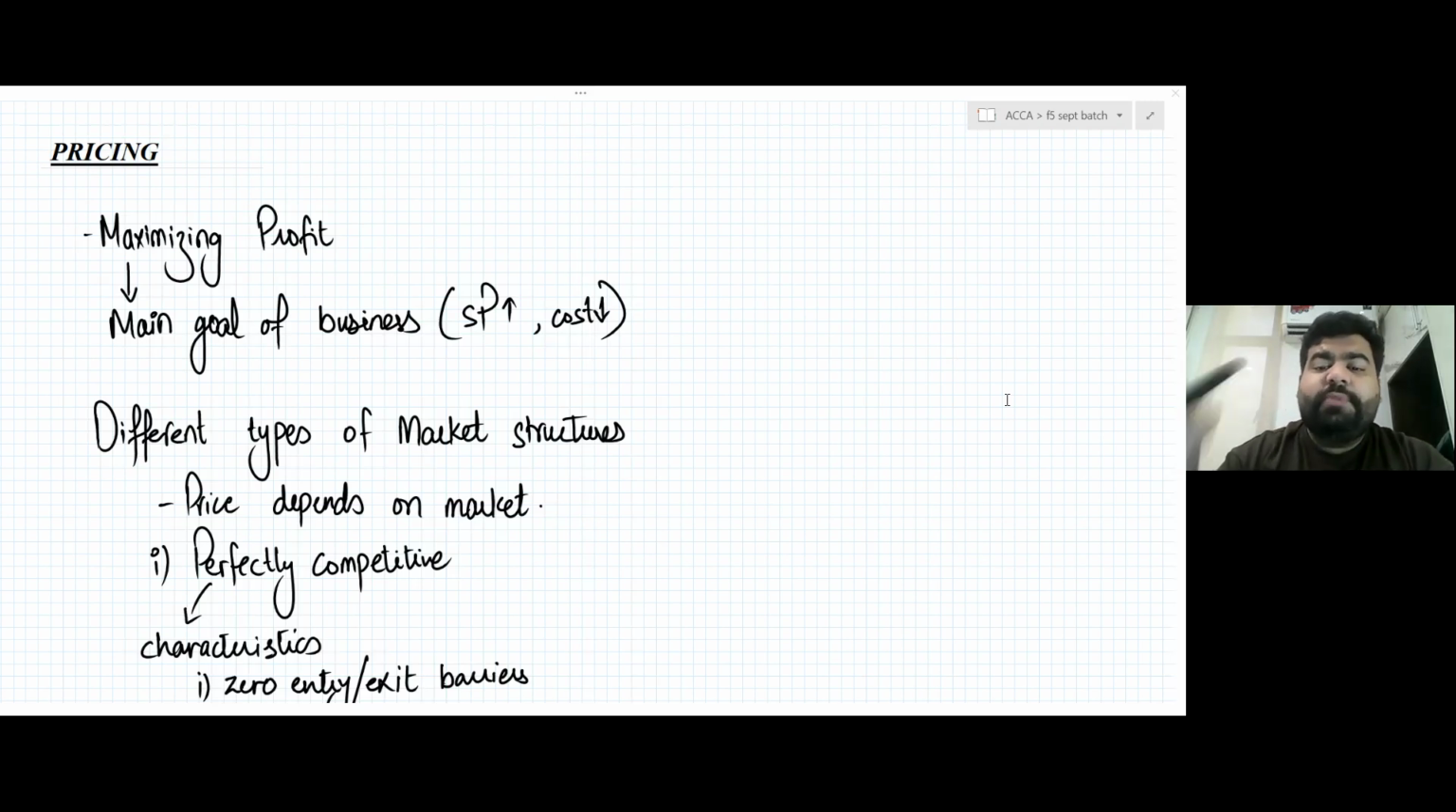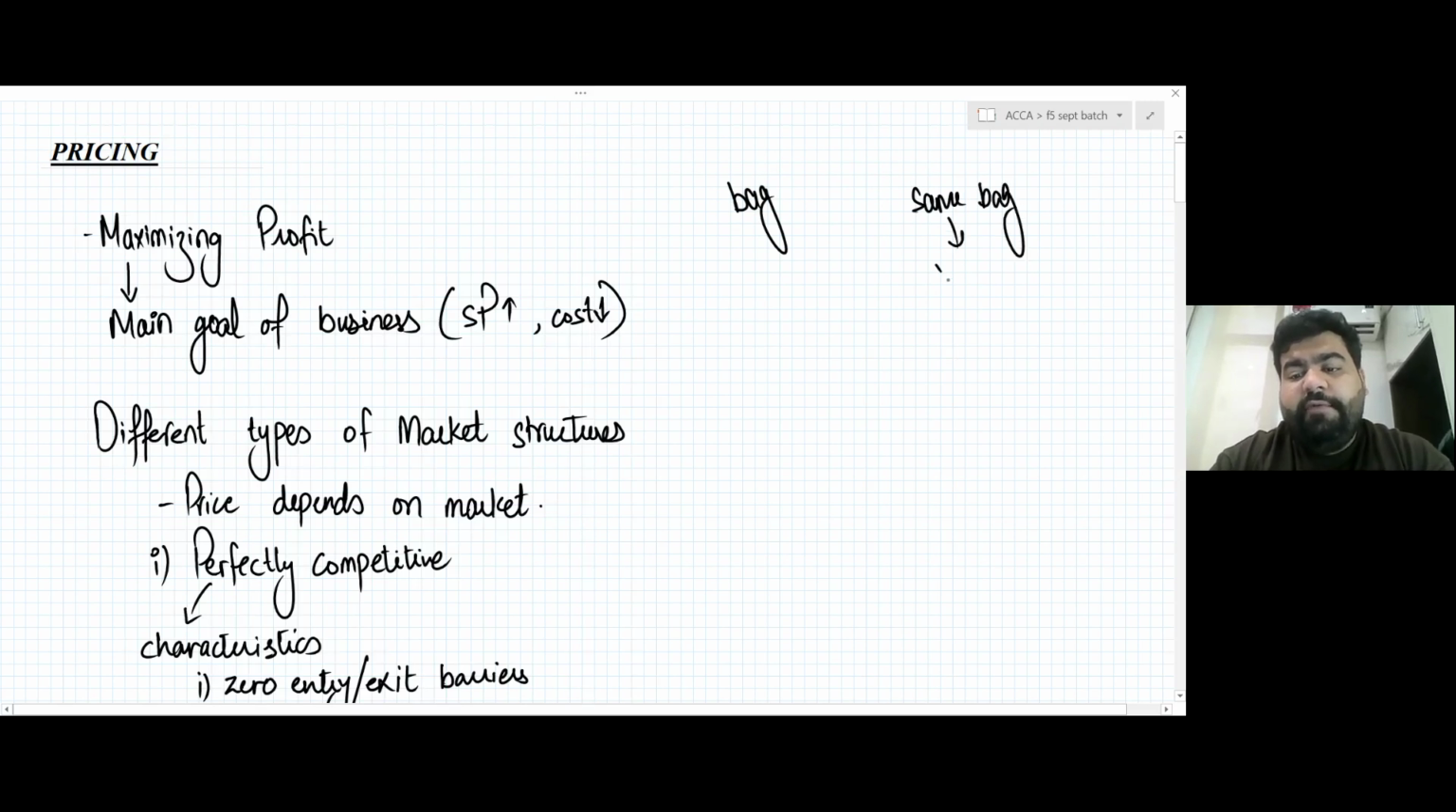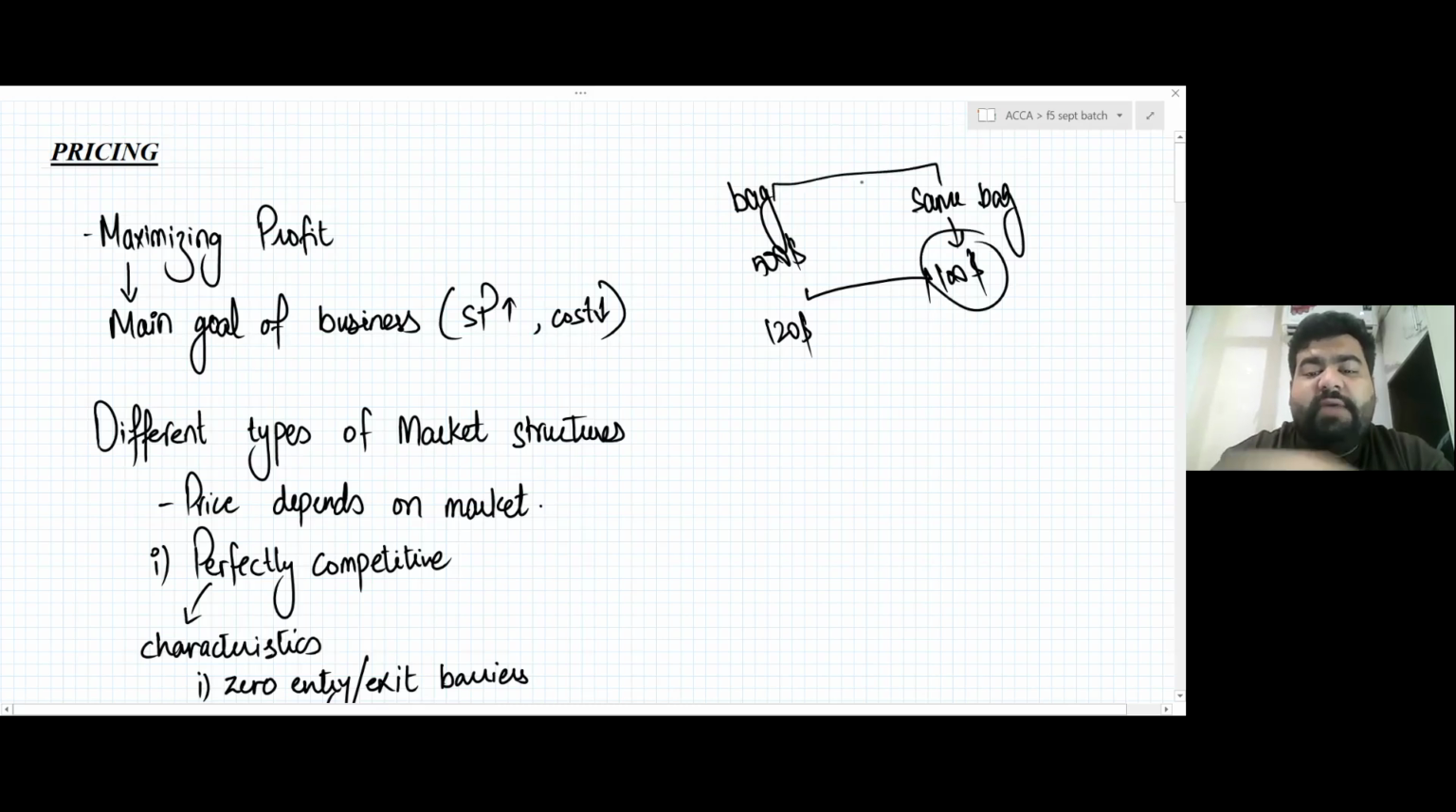For example, I have made a bag, and competitors are making the same bag. They are selling it for, for example, $100, and you are selling for $500. That is a lot of difference, no one will buy from you. Even if you are selling for $120, people will still go for $100, because the bag quality is the same as the competitor's, so they will prefer the lower rate. So pricing is a very important topic in F5, and in industry as well.